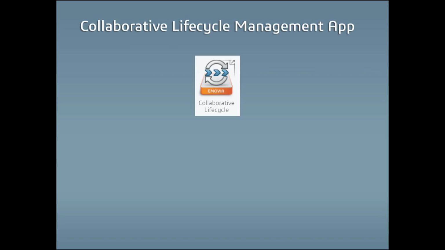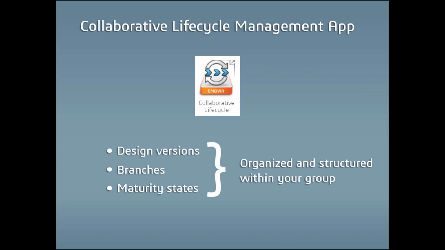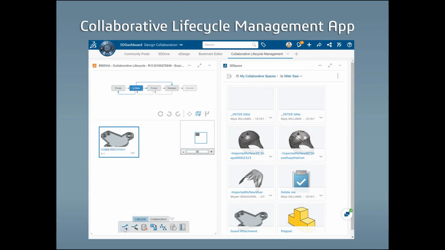The Collaborative Lifecycle Management app is designed to keep your design versions, branches, and maturity states organized and structured within your group. In this app, you can see a design's maturity status in a graph shown above, which shows which states it can be changed to as well.